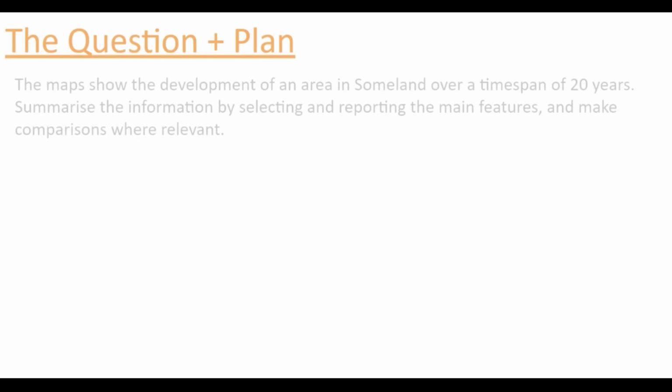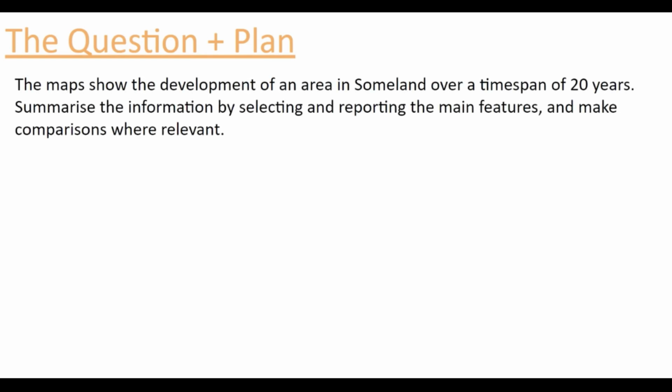Let's take a look at this question. The maps show the development of an area in some land over a time span of 20 years. Summarise the information by selecting and reporting the main features and make comparisons where relevant.